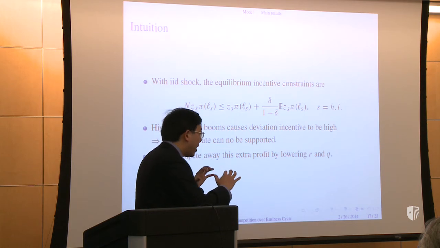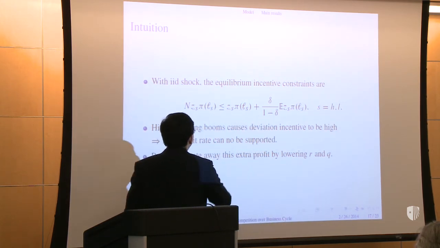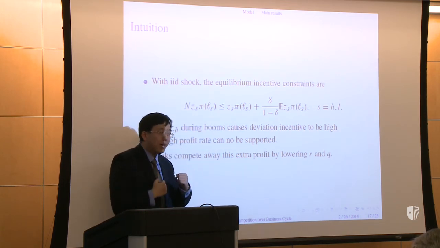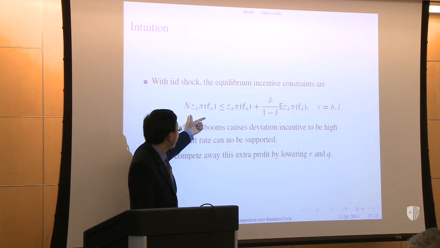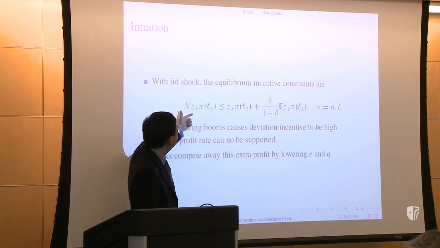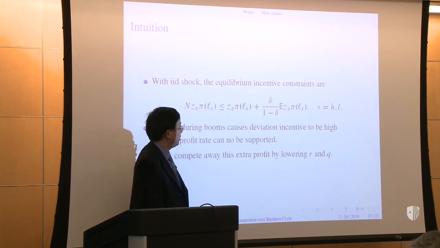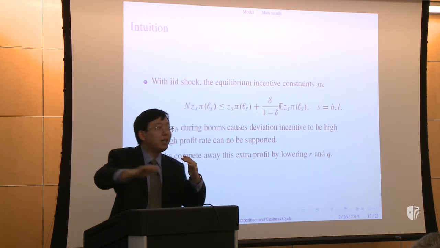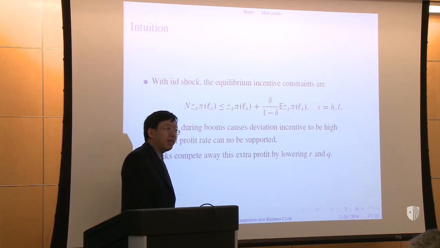constraints for those banks to not deviate from the equilibrium strategy profile, can be written in the following way. The left-hand side is the deviation incentive for those banks. That is, if a bank deviates a little bit from the equilibrium strategy, what it is going to get is n times the profit. Basically, it's going to undercut all the other banks a bit and acquire the entire market share, and this is why it is multiplied by n.